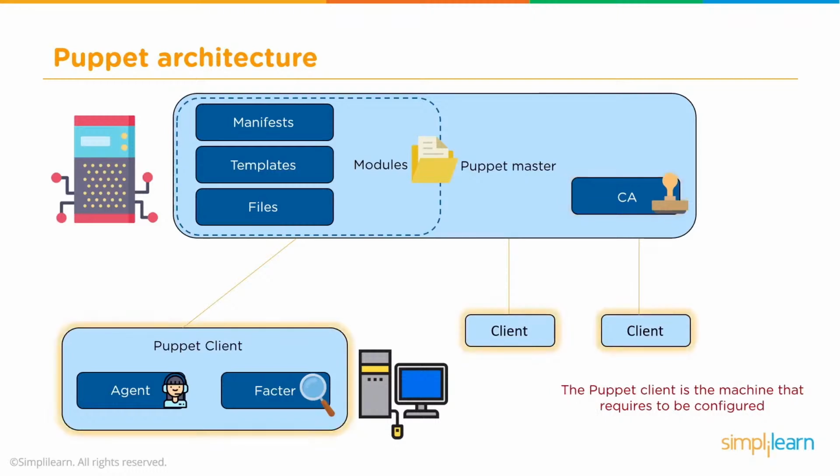Our next component, Puppet client. Of course these are the systems that require to be configured. Agent is a service installed on the client. The agent is solely responsible for all the communication between the master and the client. And finally, we have Factor. Factor is responsible for collecting all the data about the present state of our client and sending this data over to the Puppet master. At the master, this data is compared against the manifests, which are your code files, and then these manifests are sent over to the client depending upon the results of this comparison.